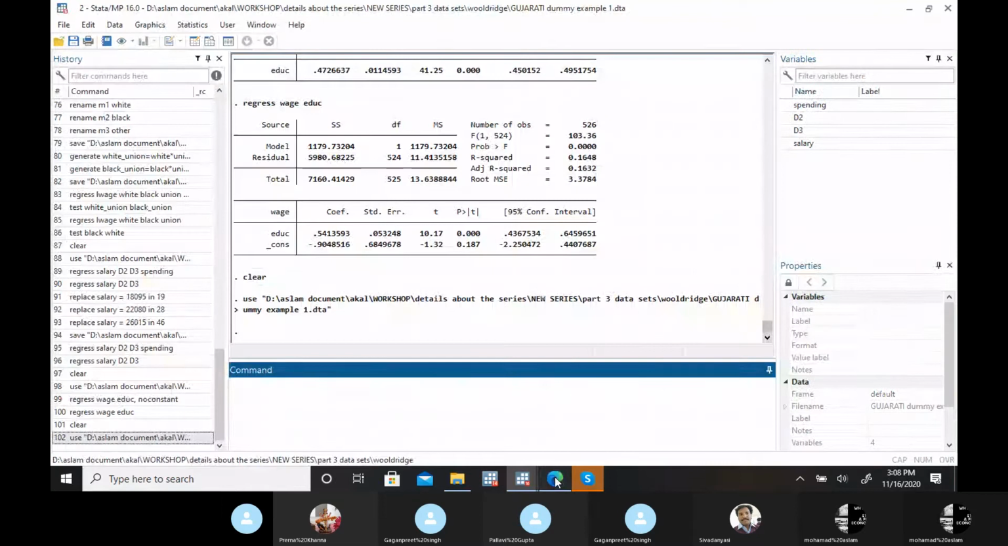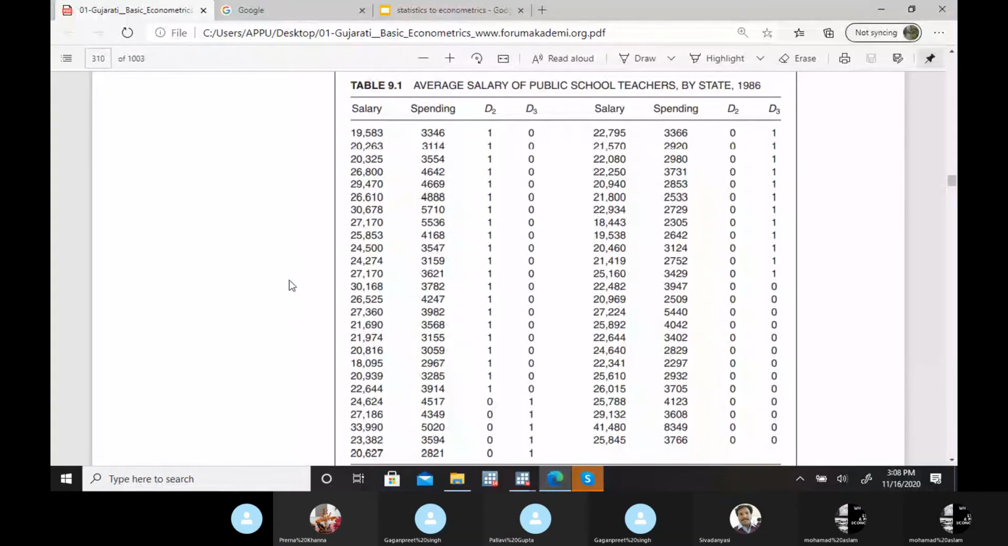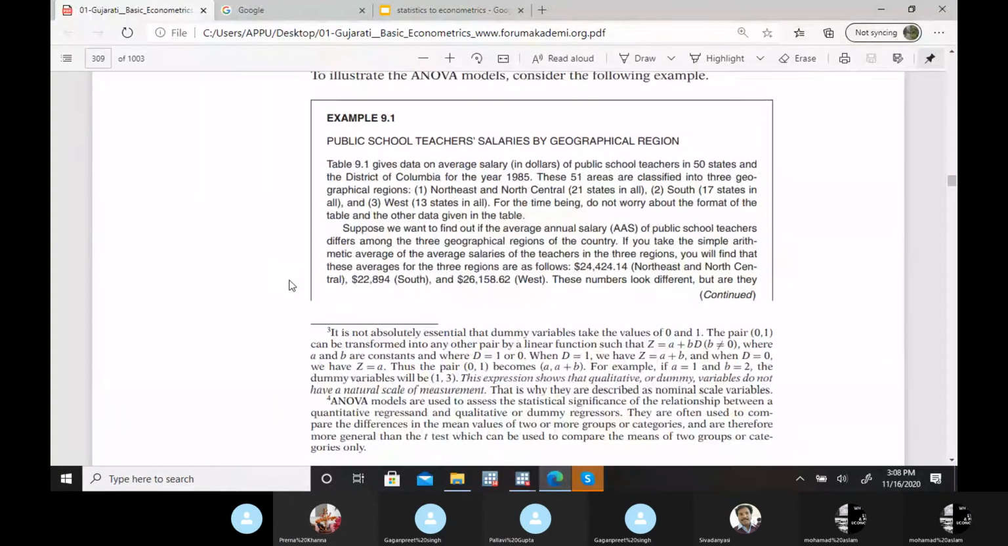Now what is the dummy variable here? We have 3 categories, right? Northeast, south and west. So first is how you put this in the regression. That's the first thing you have to understand, how we use these variables as dummies.